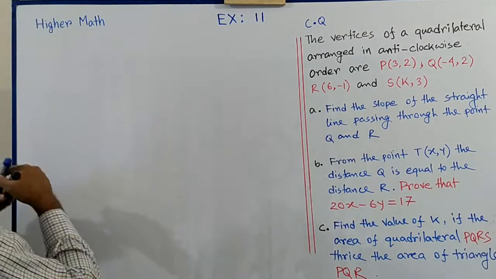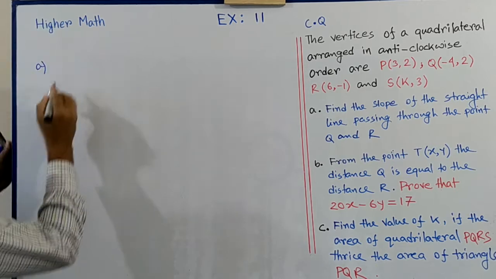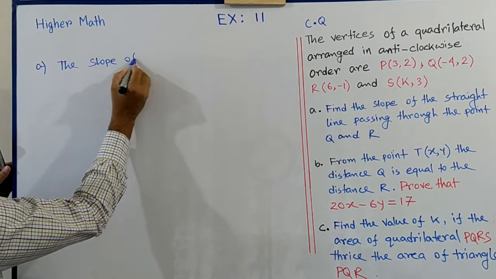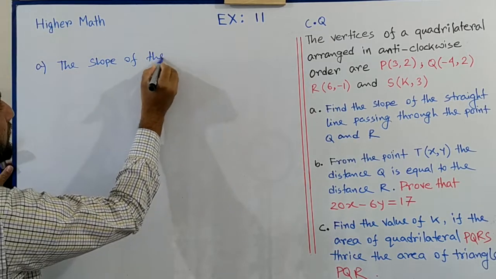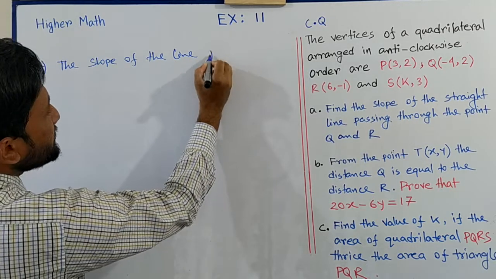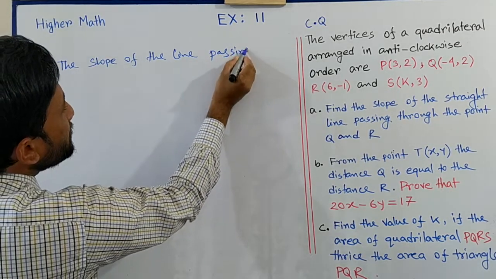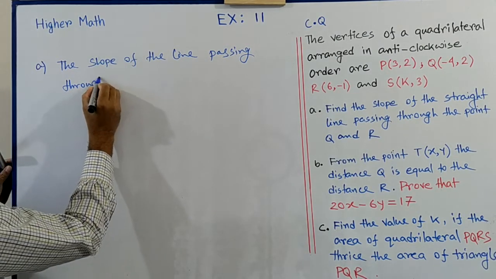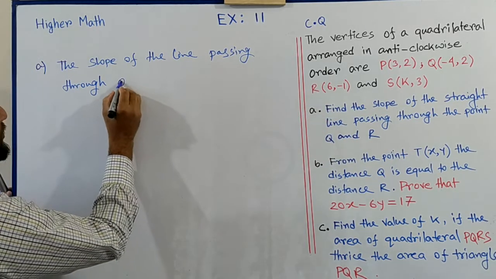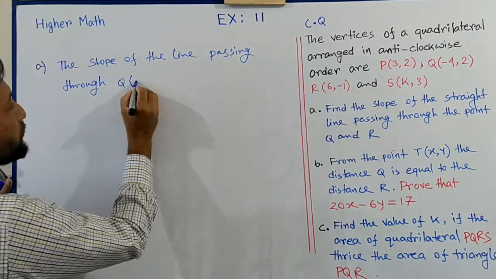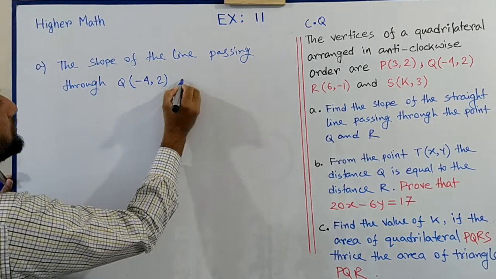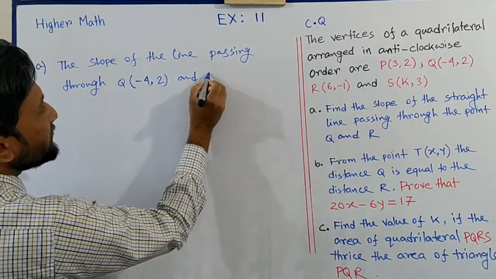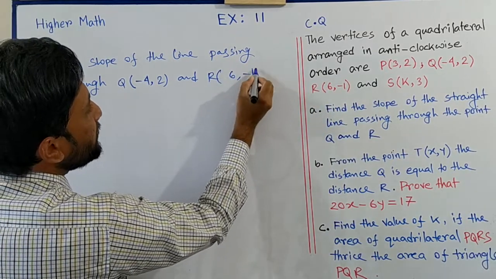So now first one, we can write the slope of the line passing through coordinate point Q, which is minus 4, 2, and the coordinate point R, which is 6, minus 1.